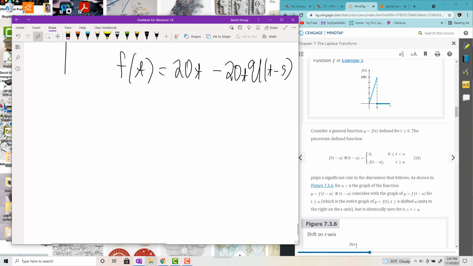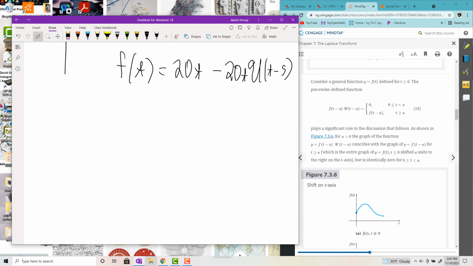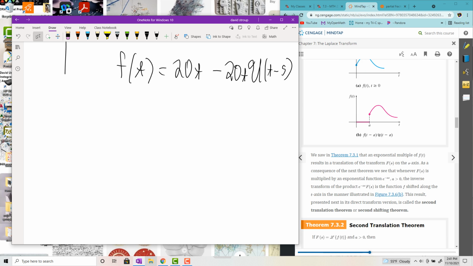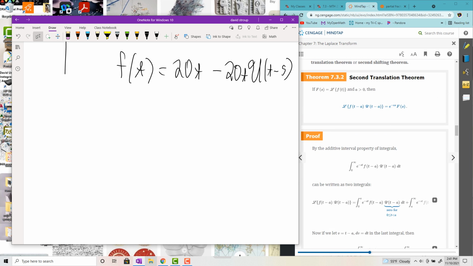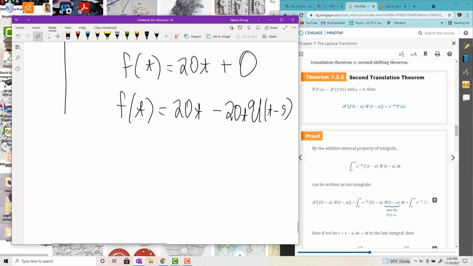Okay, anyways, we want to consider the Laplace transforms of these things. And the second translation theorem is the first look at doing these transforms. So did I have a section? I think it's section 2. So theorem 7.3.2, which is the second translation theorem.